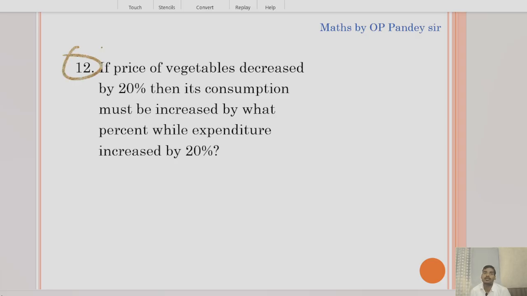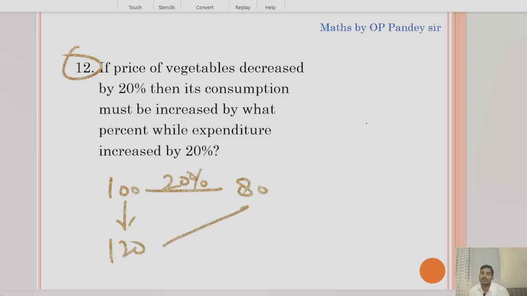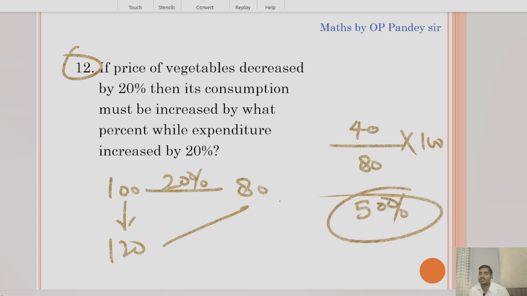Please see again. If the price of a vegetable decreases by 20%, and the initial price is 100, it decreases by 20% and becomes 80, and again increases by 20%, so this becomes 120. Take the difference, which is 40, divide by the initial value, that is 80, and multiply by 100. The answer must be 50%. 50% is the correct answer.